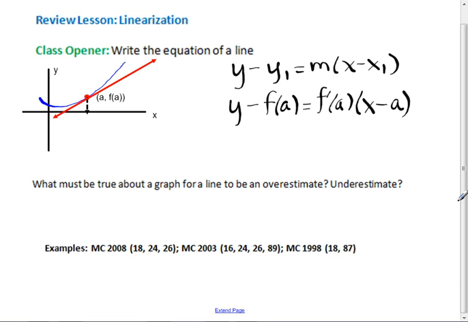How do you know if you have an overestimate or an underestimate? What determines that? When you look at the picture, it's the concavity. So that's concave up. I wouldn't memorize it. I would just draw the picture and say, oh, this is an underestimate. If I use this tangent line to approximate my function here, it's pretty close. As long as I stay close, I'm okay.